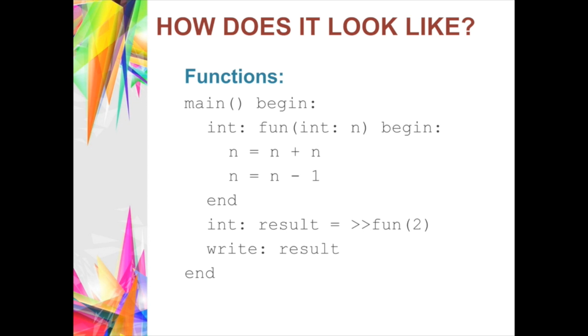So let's talk about this example. In this example, when you call fun passing 2, it will go to the declaration part, the definition part, and in here, as you can see, it will double the value as n equal to n plus n. It will return 4. After that, it will subtract 1 from it and return 3 as a result, as you are storing it back into result, and you're writing that as output. You can see 3 will be the output.